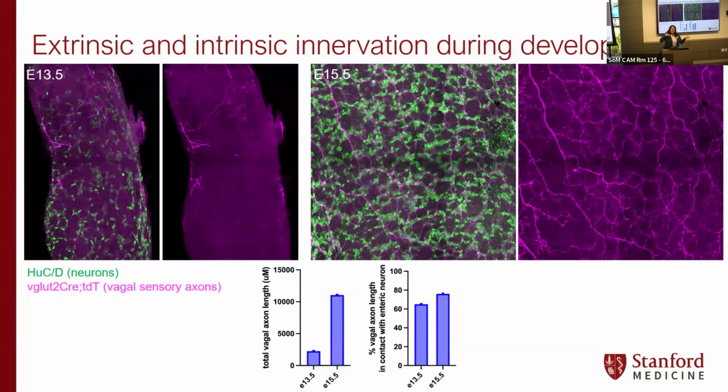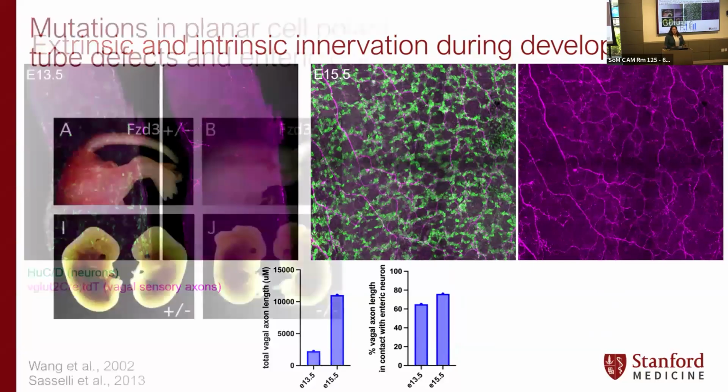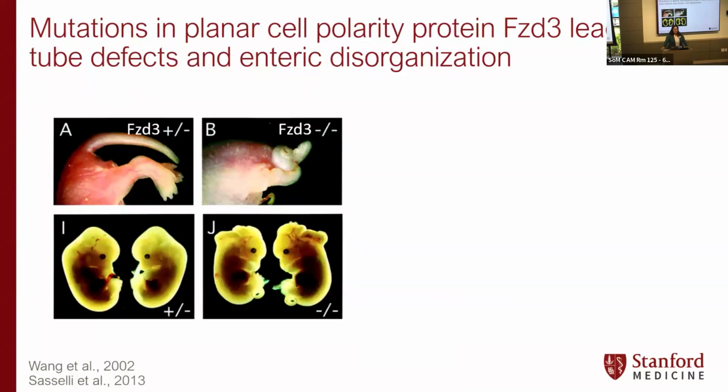So I can look at the extrinsic, I can look at the intrinsic, and then my goal is to bring this forward into models of neural tube defects. So I'm using as my model mutations in the planar cell polarity protein Frizzled 3. Planar cell polarity is a very important signaling pathway in developmental biology. It's important in polarization of epithelial tissues and also important for axon guidance in a variety of different areas of the central nervous system. And you can also see in this picture, it's important for neural tube closure.